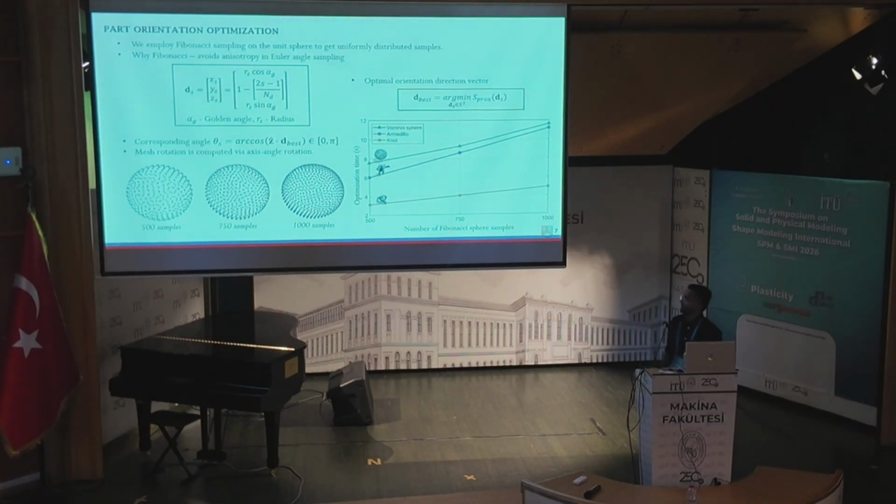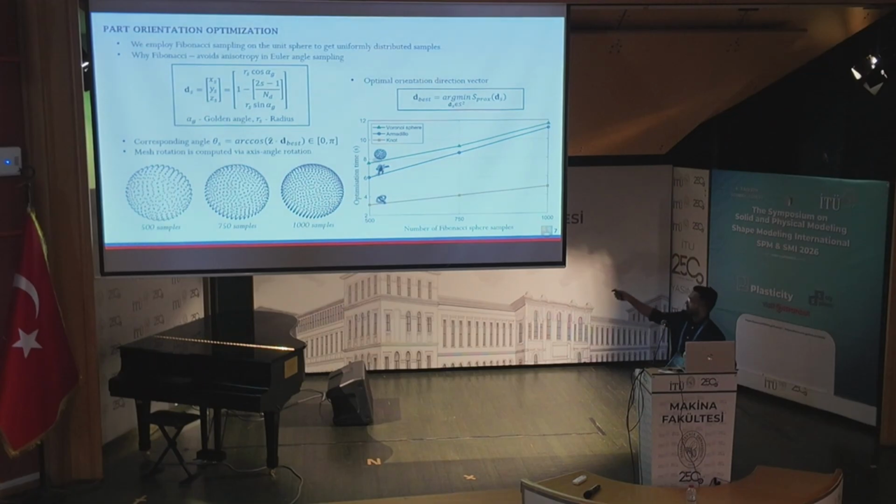So the first step in optimization is the part orientation. We use Fibonacci sampling to get the orientation candidates on the unit sphere. Again, the idea is quite simple. We pick the best orientation vector that minimizes the support proxy function value. The users can pick different numbers of sample values, and here you can see the effect of sample values on the optimization time.